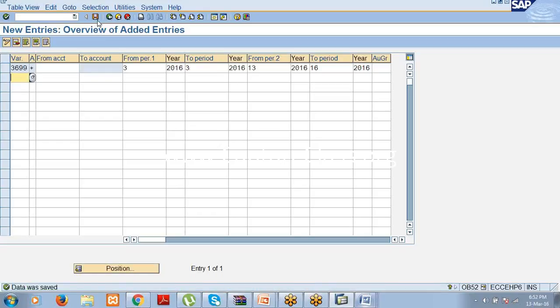Suppose if you want to open January to April, then from period 1, year 2016 to period 4, year 2016. That's it. Click on save. Now, for example, we have opened only March, right? Now, once March is over, we have to open April period, right? April means fourth period. So you come to the same screen, you remove 3, enter 4, year 2016, to period.